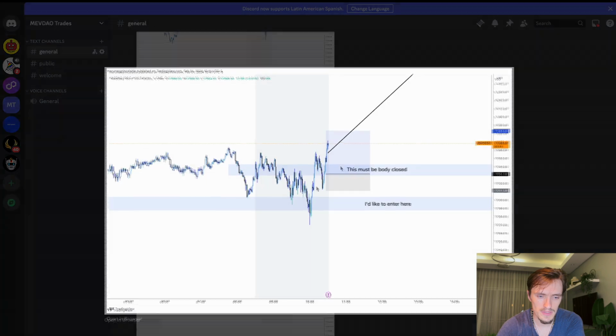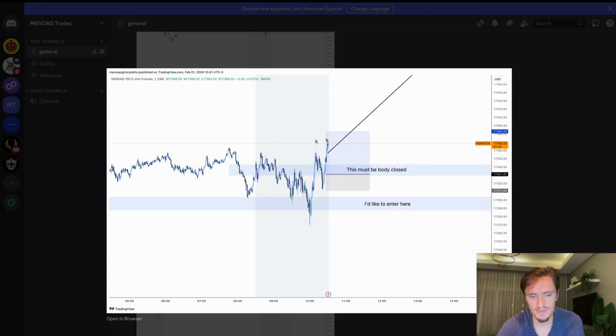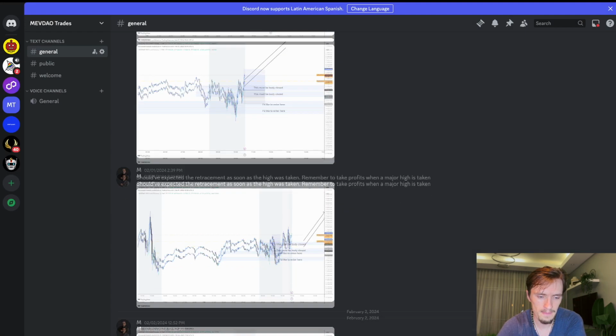So that's a trade right there. I would take it as soon as possible. As soon as these highs are consumed, I would take some profits or close the position entirely. That's a good trade right there.